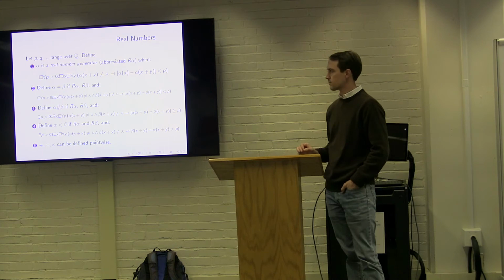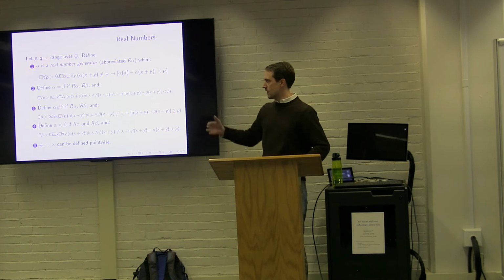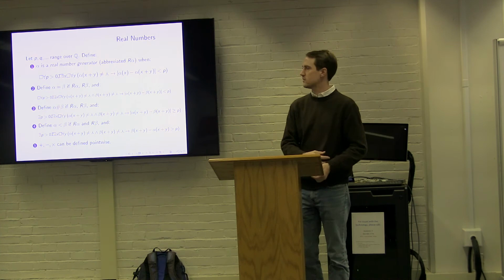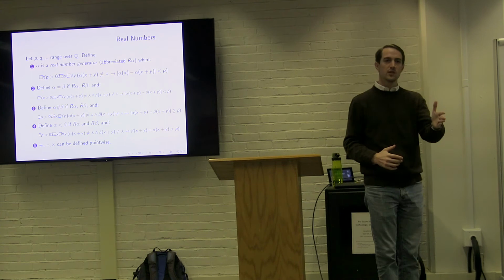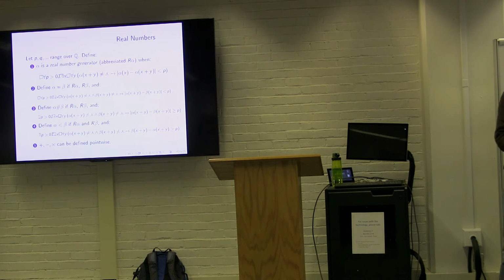Then we get identity to just be necessary co-convergence of real number generators. So necessarily for any window of convergence P, rational number, inevitably, eventually, you will get a point in your sequence past which alpha and beta are both within P of each other. Necessarily. Within P. So from that point on.